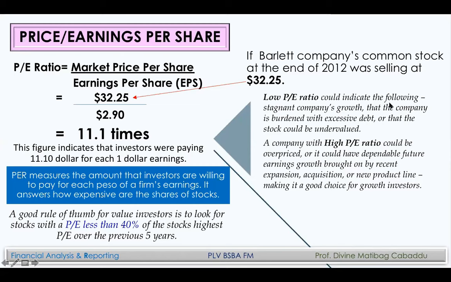A low PE ratio could indicate a stagnant company growth, that the company is burdened with excessive debt, and that the stock could be undervalued, and people are hesitant to invest in this type of company. But a company with a high PE ratio could be overpriced, meaning mataas yung perceived value, people would like to own or buy shares of stocks of that company. It could have dependable future earnings growth brought on by recent expansion or acquisition, or your product line, making it a good choice for growth investors.